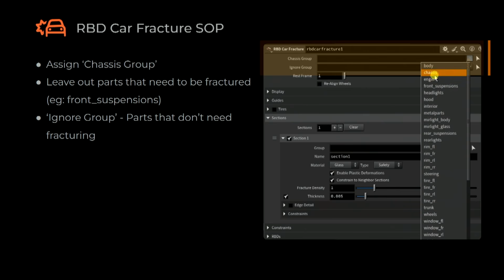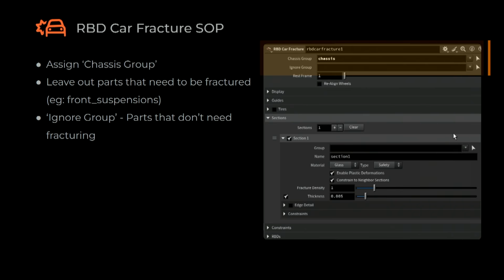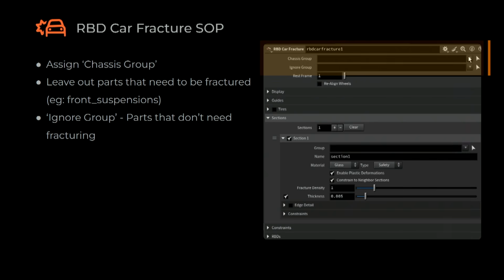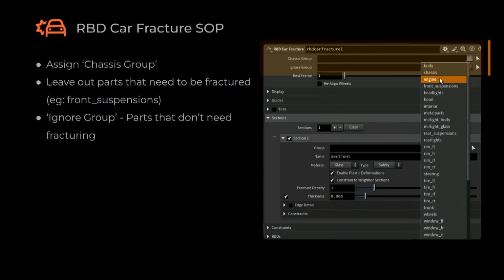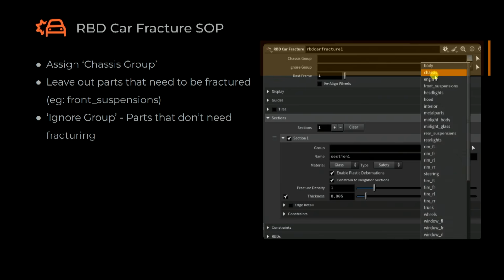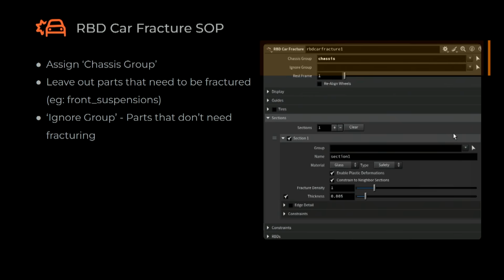First up, you have the chassis group, which is basically where you would assign the chassis group of your car, which would include your rear suspensions, maybe the exhaust pipes under the car, maybe even the front suspensions in some cases. And that is basically the group that holds all the fractured parts of your car together and also keeps the wheels intact. Whatever suspension constraints you get out of the car rig, out of the drive simulation, this chassis group kind of keeps everything intact.